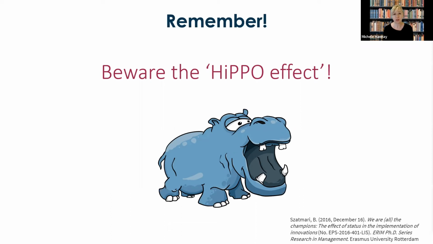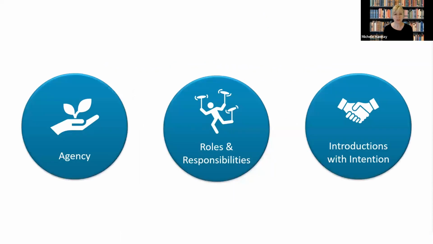They won't challenge it or they won't share their own opinion. They'll go with it. But a lot of really important ideas can be missed that way. So a good rule of thumb is that leaders speak last so that you hear the ideas of everyone in the room first. All right, so that's it for agency.